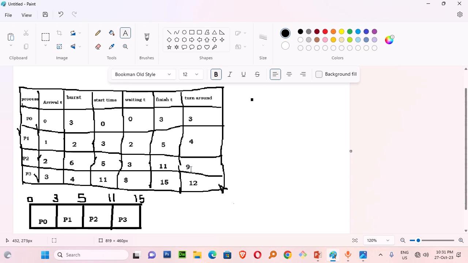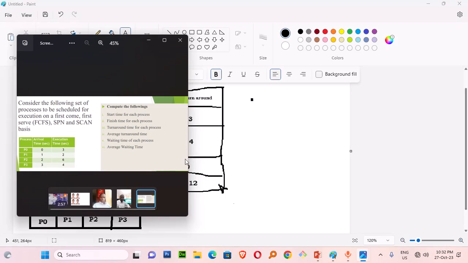Then here we have 9 minus the burst time 6. You get what? The waiting time will be equal to 3. Then we have 12 minus the burst time 4. The waiting time will be equal to 8. So you see that even if you use the formula waiting time is equal to turnaround time minus the burst time, or waiting time is equal to start time minus the arrival time, you will still get the same answer.